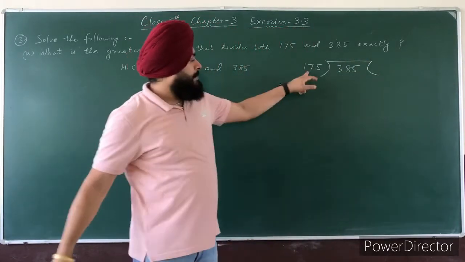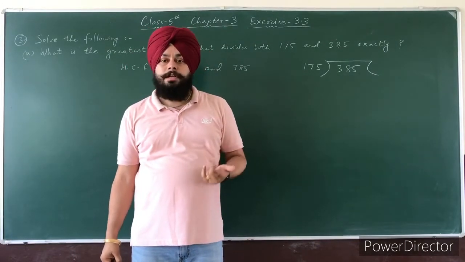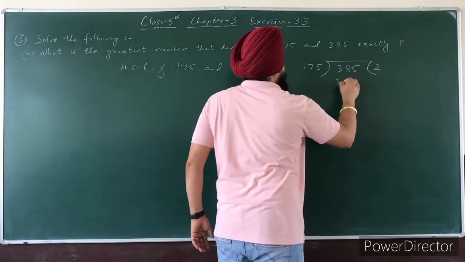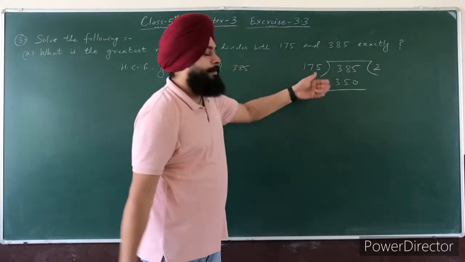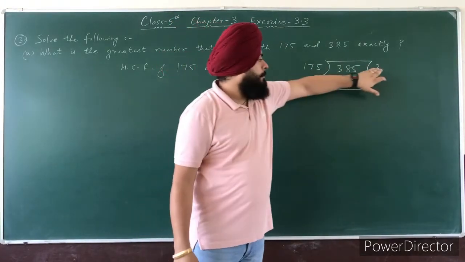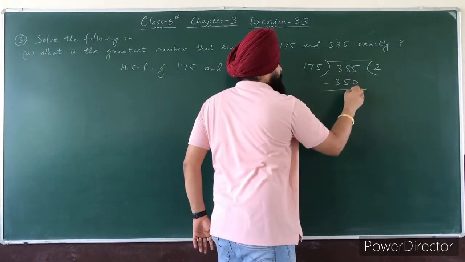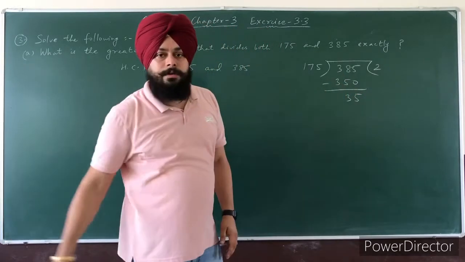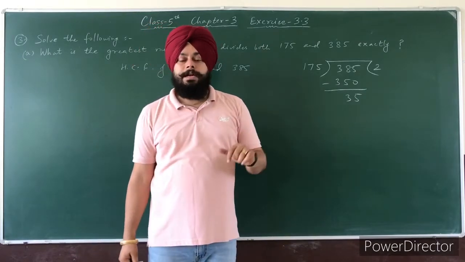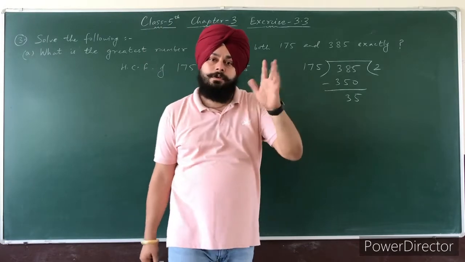So you can see here 175 ones are 175, 175 twos are how much? 350. If you take 175 threes, it is greater than this 385. So we will take 175 twos are 350. Now 5 minus 0 is 5, 8 minus 5 is 3, 3 minus 3 is 0. Now the remainder is here 35. But we have to solve this until we get remainder 0. ठीक है, आप तब तक इसको डिवाइड करोगे जब तक रिमाइंडर 0 नहीं आ जाए.